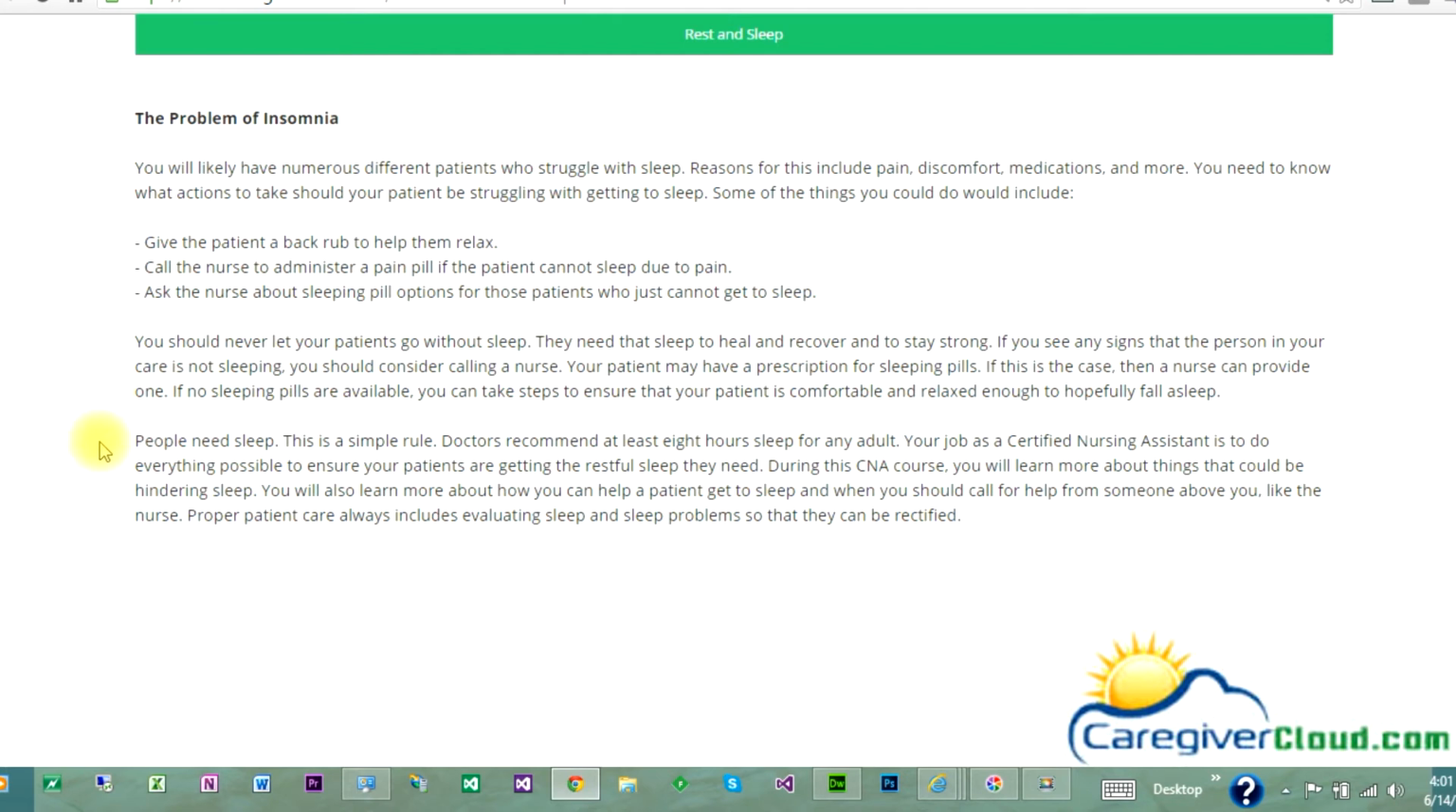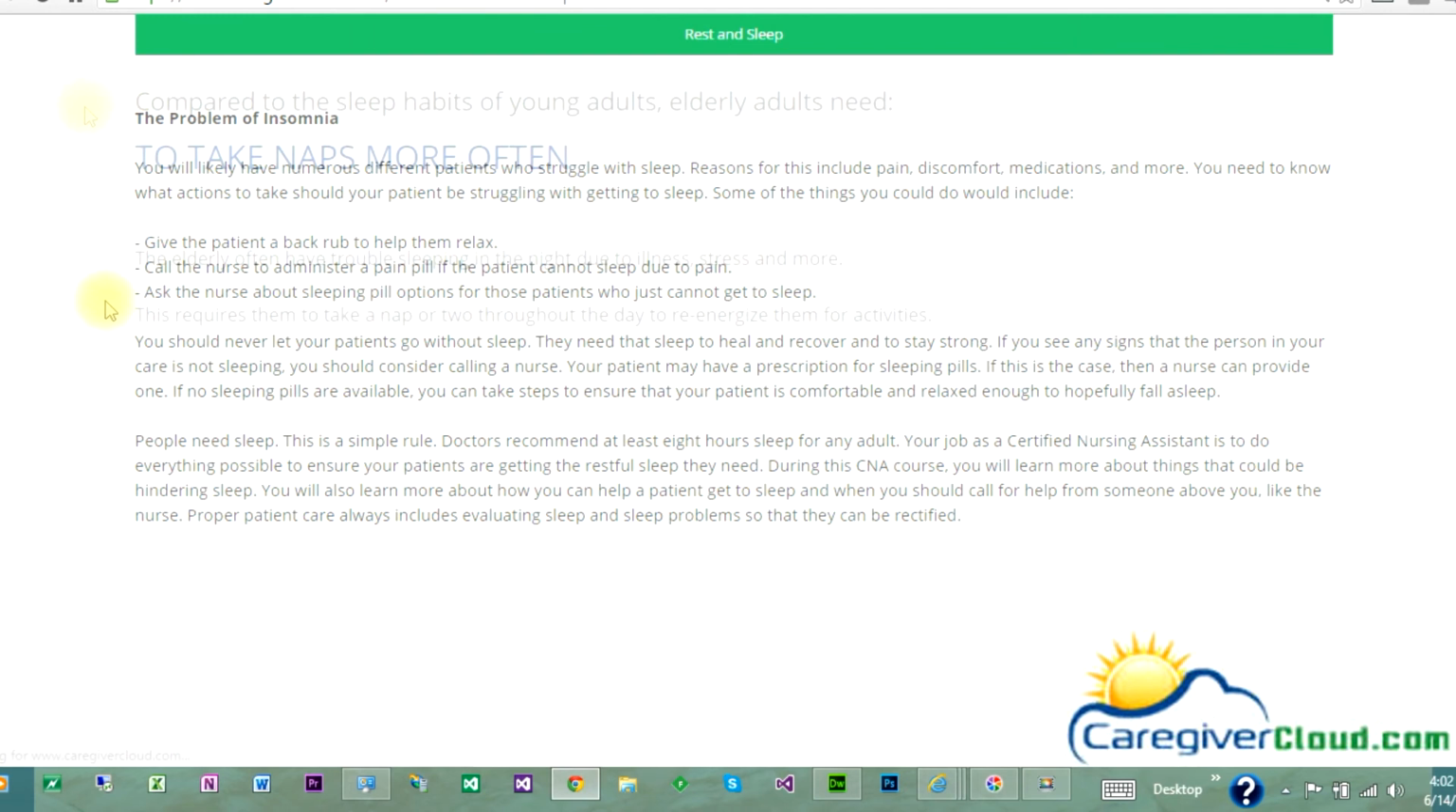People need sleep. This is a simple rule. Doctors recommend at least 8 hours of sleep for any adult. Your job as a certified nursing assistant is to do everything possible to ensure your patients are getting the restful sleep they need. During this CNA course, you will learn more about things that could be hindering sleep. You will also learn more about how you can help a patient get to sleep and when you should call for help from someone above you, like the nurse. Proper patient care always includes evaluating sleep and sleep problems so they can be rectified.